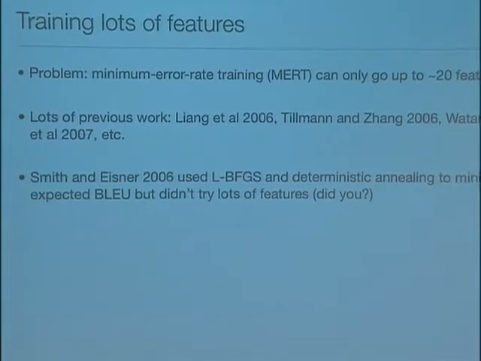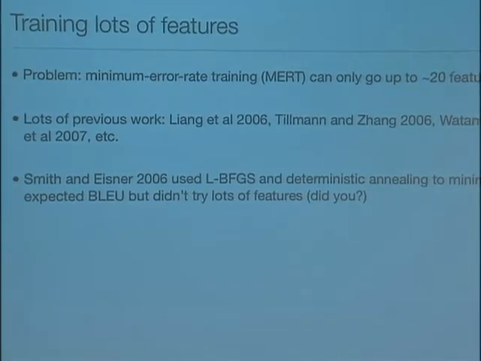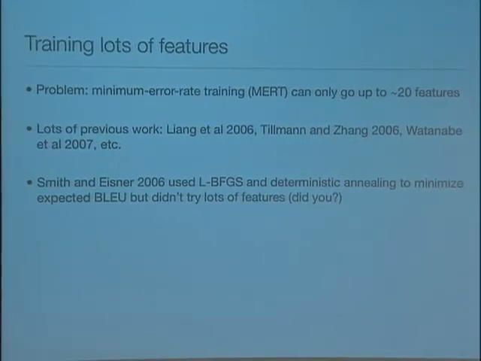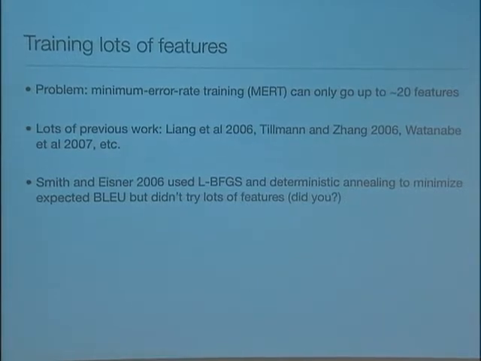OK, so what's the problem? The problem is this minimum error rate training that I keep talking about. Practically speaking, everyone knows it's limited in the number of features. When I ask around, people disagree about what that upper limit is. Some people say 15, 20, 25, 30, but it's always in that neighborhood. Nobody runs MERT on 50 features.